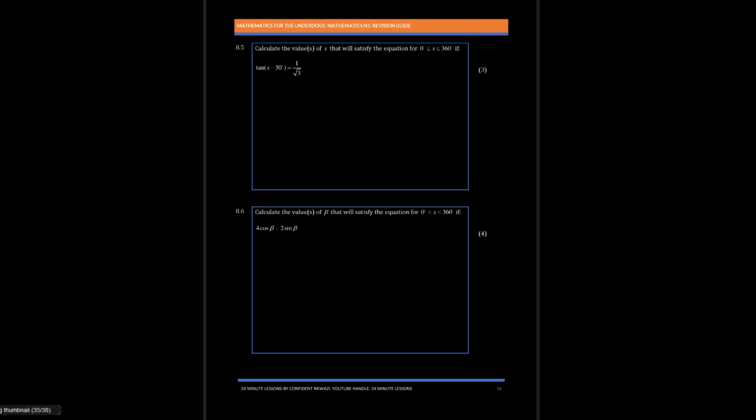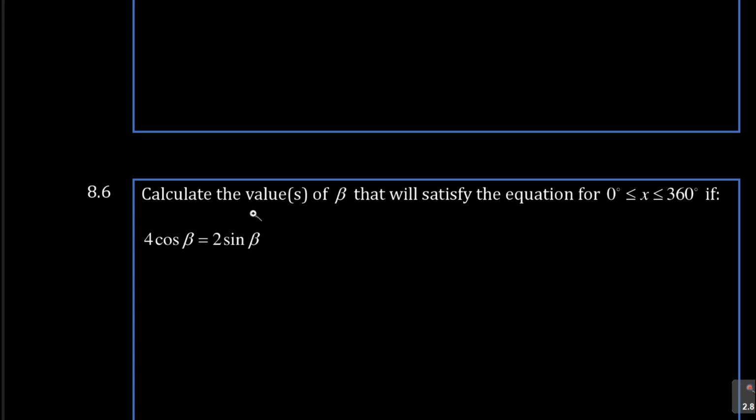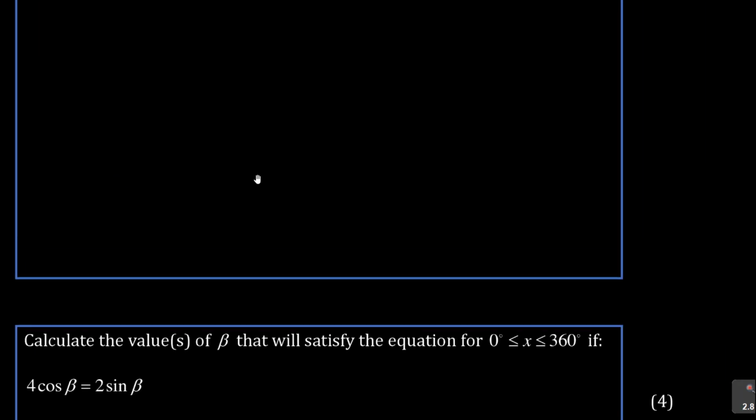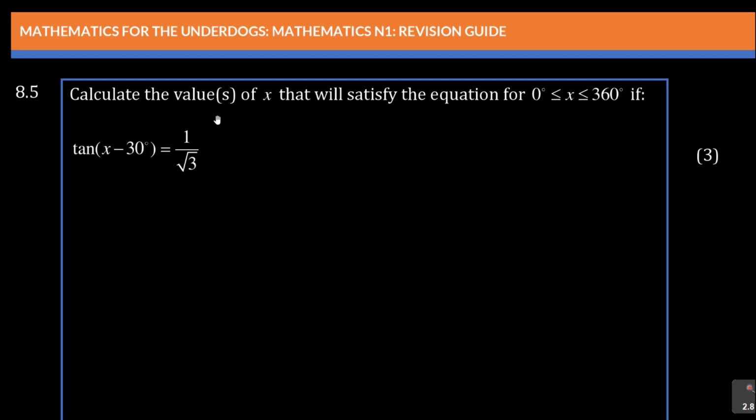Alright, now we're moving on to something different from the first one. Now this one is saying calculate the values. You are solving now for x. Calculate the value or values of x that will satisfy the equation, and you're given the domain of x between 0 and 360. Now again, this comes back to your CAST diagram, but first things first, when you're given that, you need to get your reference angle.